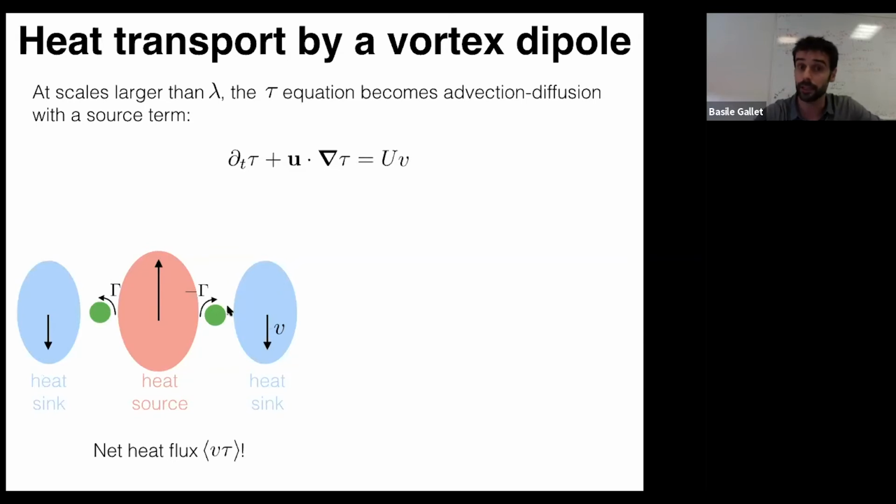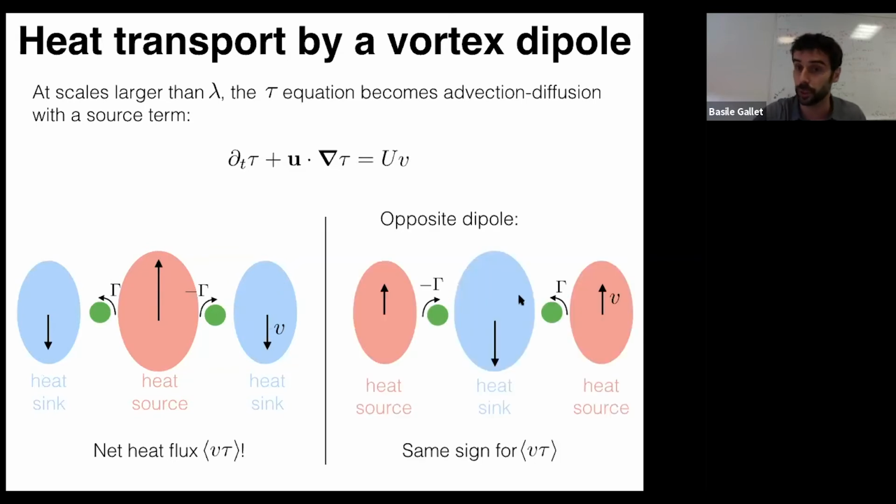This does not depend on the sign of the vortices. In fact, I can switch their signs, in which case I have negative V here, a heat sink here, and two heat sources on both sides of the dipole. So regardless of the orientation of that dipole, I would get a positive heat flux V tau in the system.